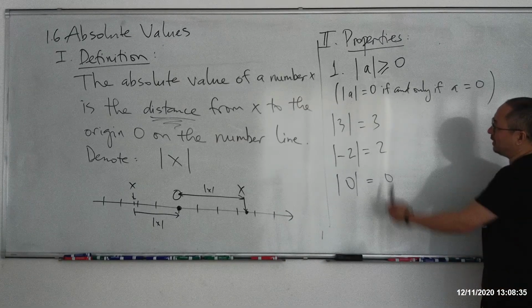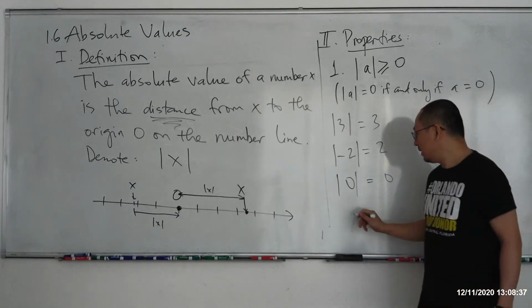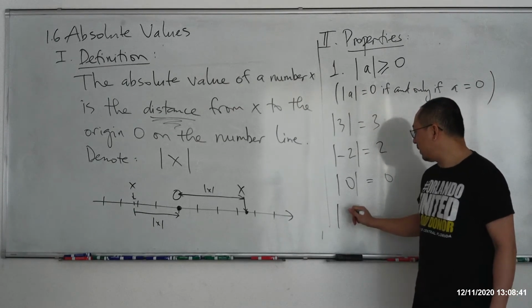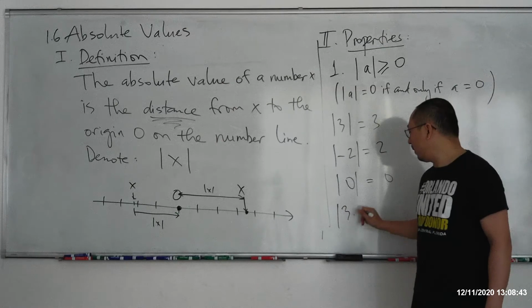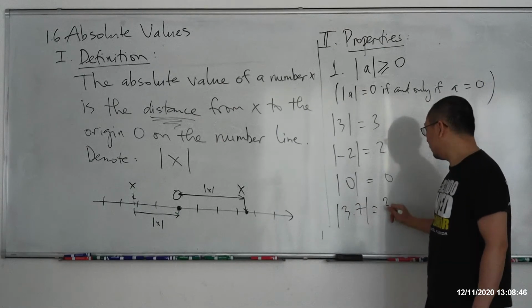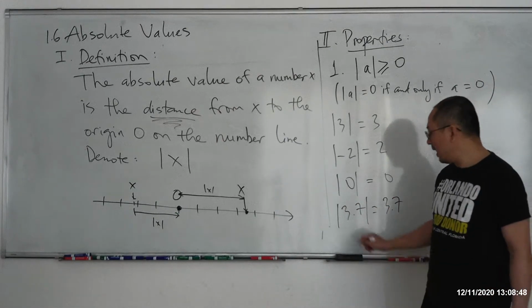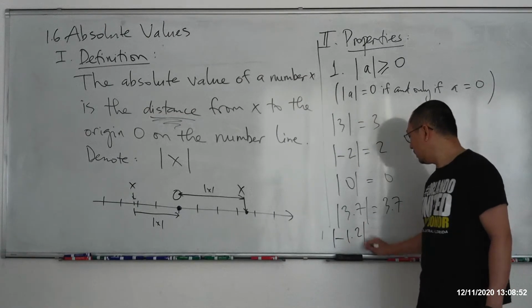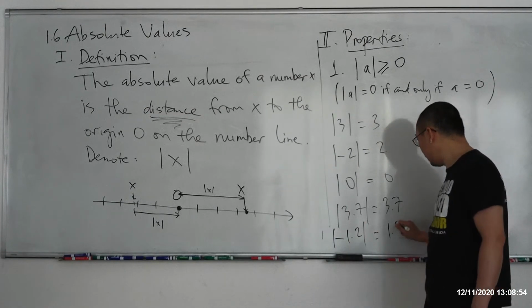And in here, you see that I gave you whole numbers, but actually you can have a decimal fraction. Say, the absolute value of 3.7 is equal to 3.7. The absolute value of negative 1.2 is equal to plus 1.2.